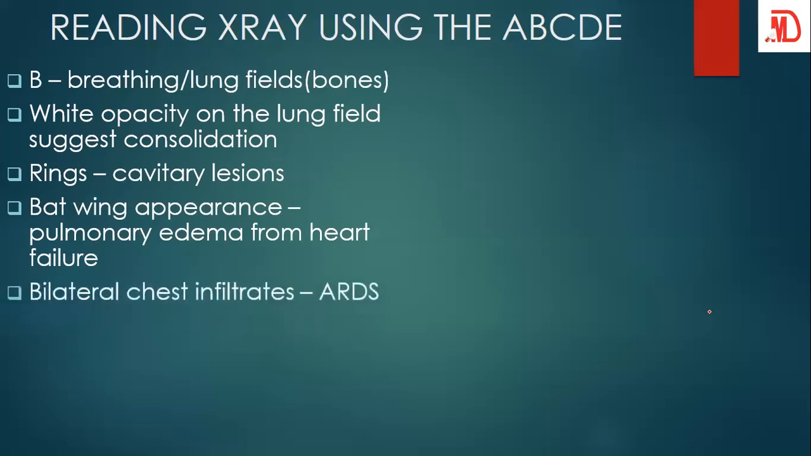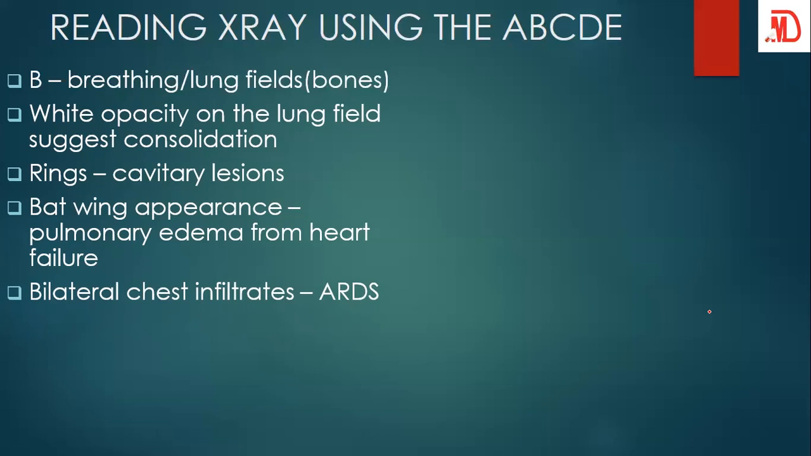Then you can also have some bilateral chest infiltrations. Very, very common. Again, if you have the history, it helps you a lot. For example, if a sickle cell patient comes to you complaining about chest pain, one of the things that comes to your mind is what? Exactly. Acute chest syndrome. And how do you diagnose that?